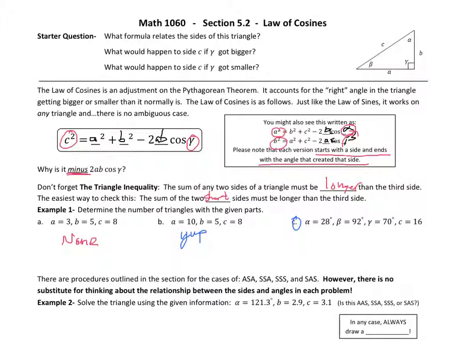Now, what about this one here? Why do you say no? It's 190 degrees. Oh, okay. Yeah, that would kind of screw us up, right? The angles have to add to 180, so that is a no.